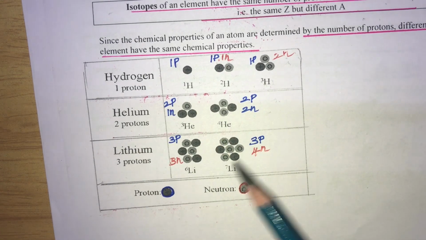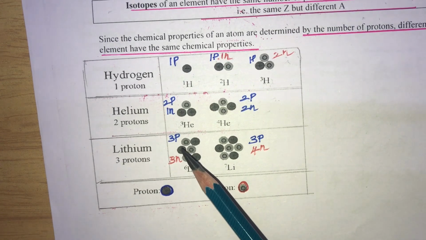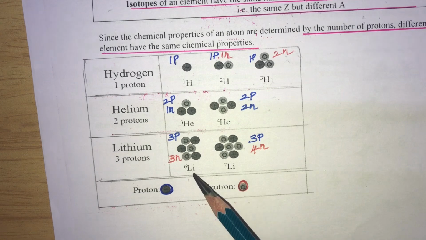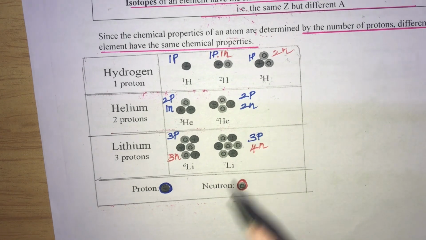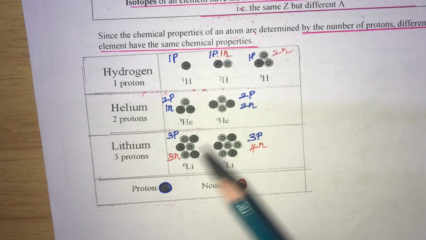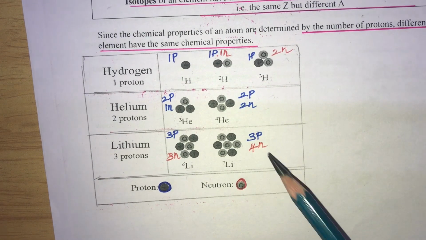Lithium with mass number 6 and lithium with mass number 7 both possess atomic number 3. Here the mass number 6 is due to the number of neutrons being 3, and for mass number 7, the number of neutrons is 4.